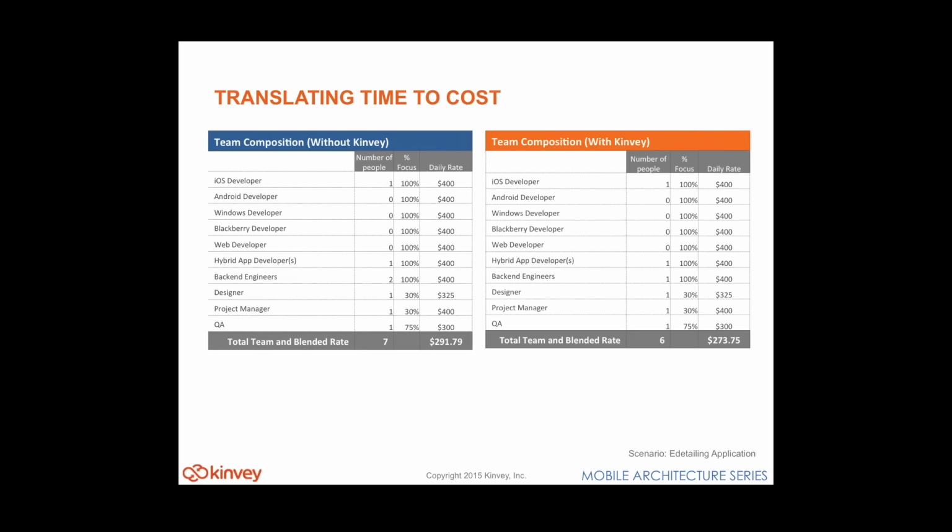So I wanted to explain how we're thinking about translating those person days, those time costs into actual numbers. So here we've got a breakdown of your team composition and then the percentage of their focus and the daily rate, and then we've taken that and created a blended rate. And the blended rate is just multiplied by those person days.